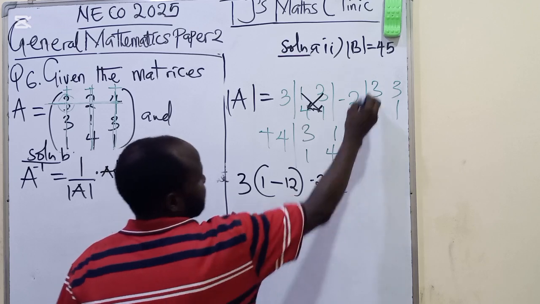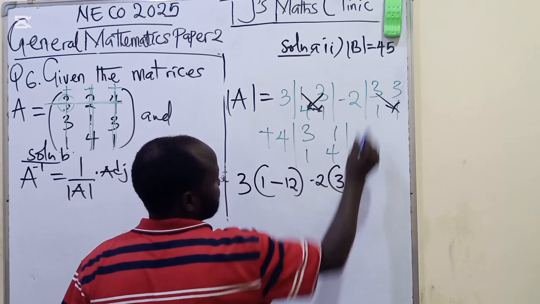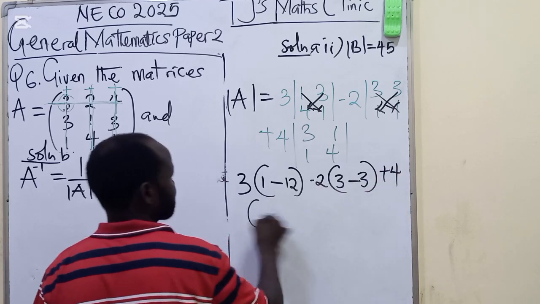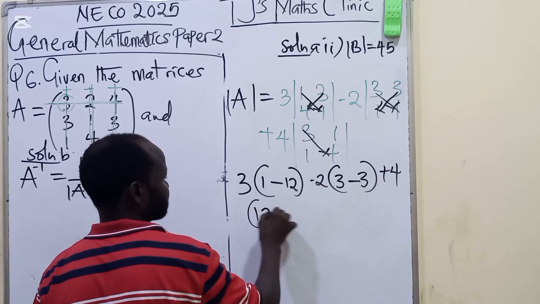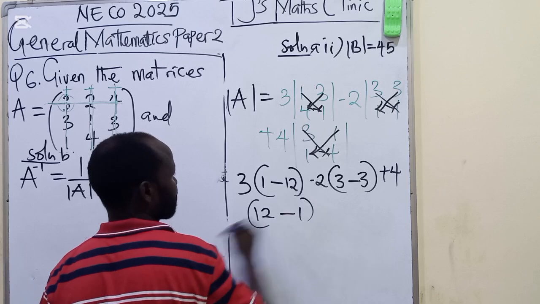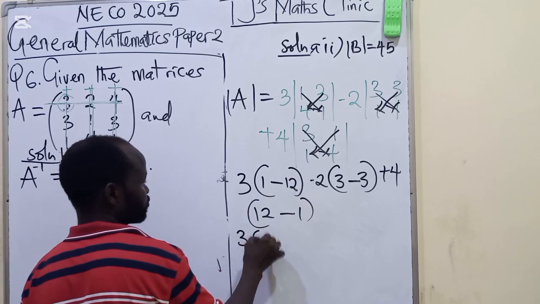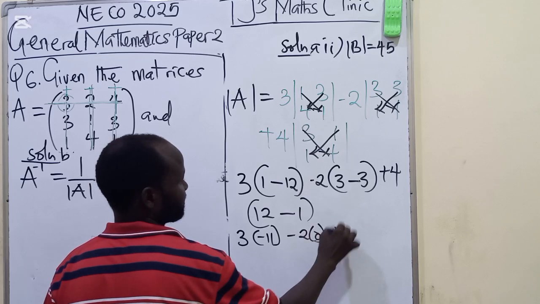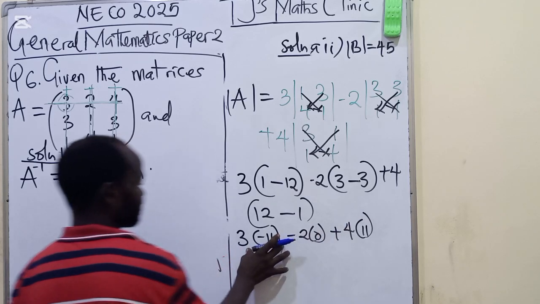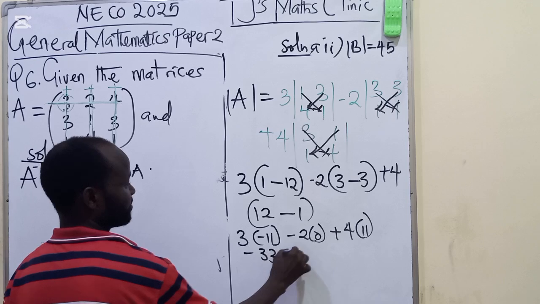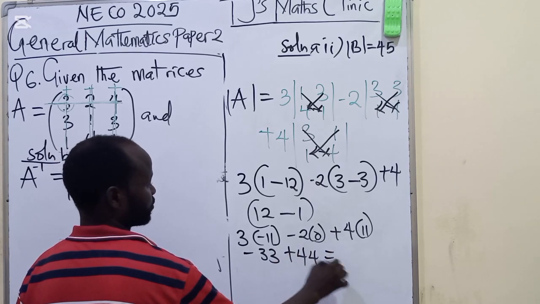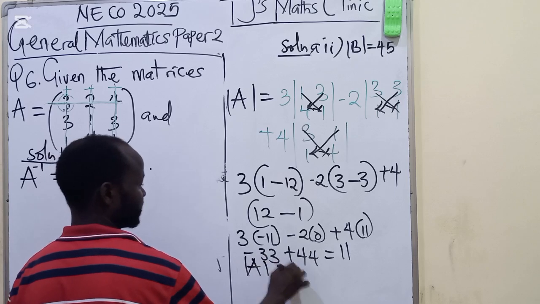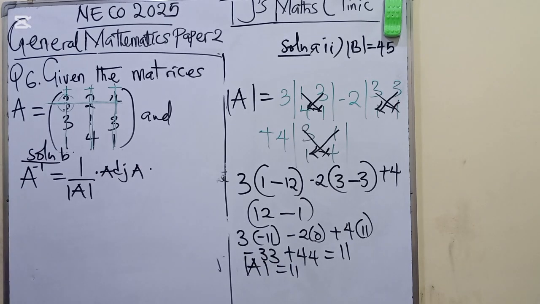Minus 2 on the leading diagonal, that will be 3, minus on the leading diagonal, that will be 3, plus 4 on the leading diagonal, that will be 12, minus on the leading diagonal, that will be 1. Of course, this will be 3 into minus 11, minus 2 into 0, then 4 into 11. Of course, this will be minus 33 plus 44. And we know that we have 11. The determinant of A is nothing but 11. So we have the determinant of A as 11.